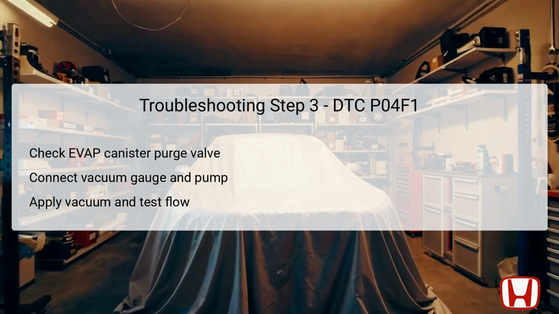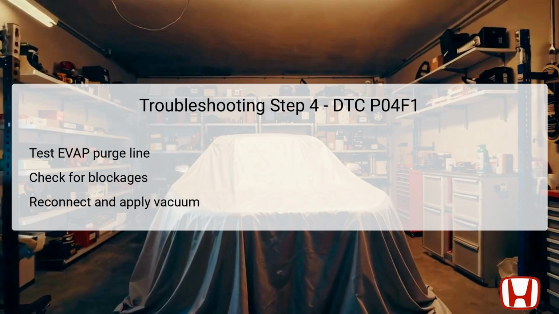You can assess whether the vacuum is held. If vacuum is maintained, this indicates that the EVAP canister purge valve is operating correctly. It should be replaced if it does not hold. This step is crucial because a malfunctioning valve is frequently the root cause of the low purge flow detected by DTC P04F1.